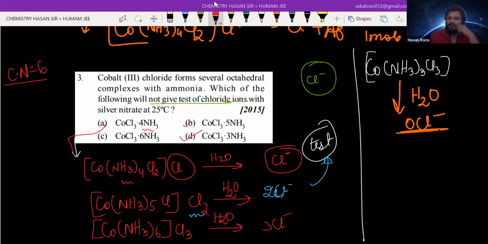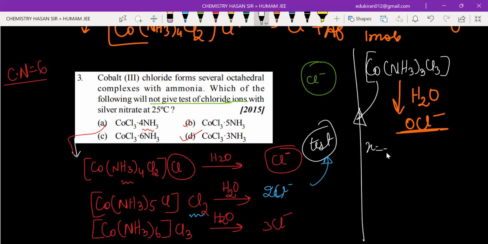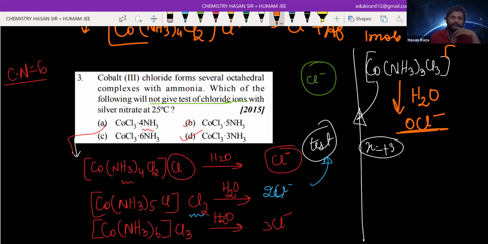Solvent isomerism is for water, right? It's not necessary there will be a counter ion. See, if you calculate the oxidation state, it is +3. Yes or no? Yes. Counter ion comes into play for this: if there is any charge, then they come to neutralize it.